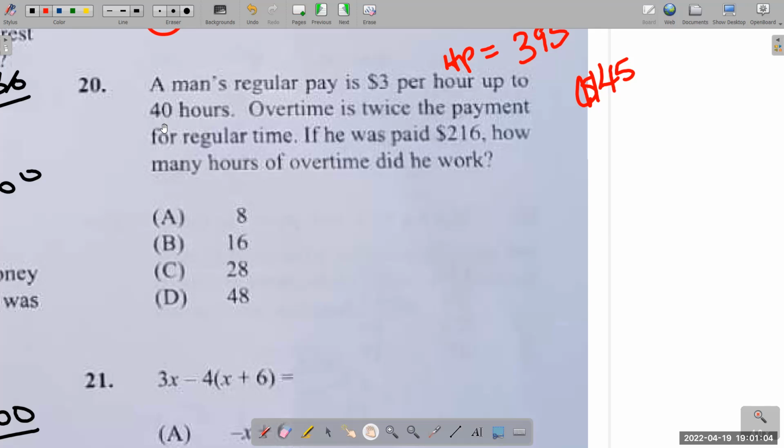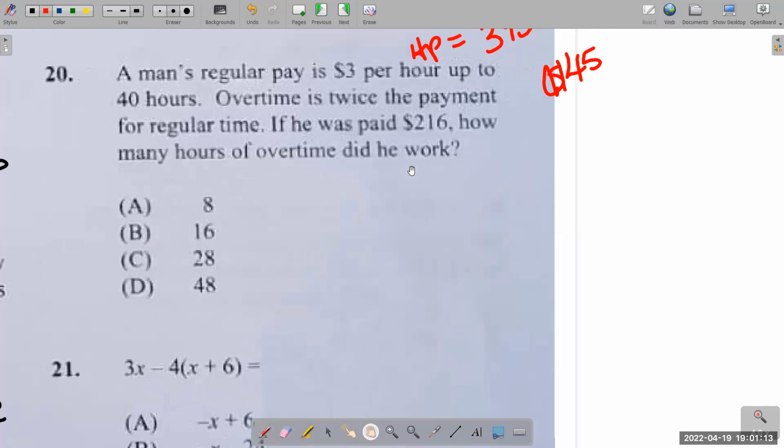Everybody see now? So check this out. If he was paid $216, how many overtime hours did he work? How do we determine this? First things first, we need to take out his basic wage. What is his basic wage? For the 40 hours that he worked, he gets paid a standard amount of money. What is that standard money? So his wage is the 40 hours times the $3 that he generally works for.